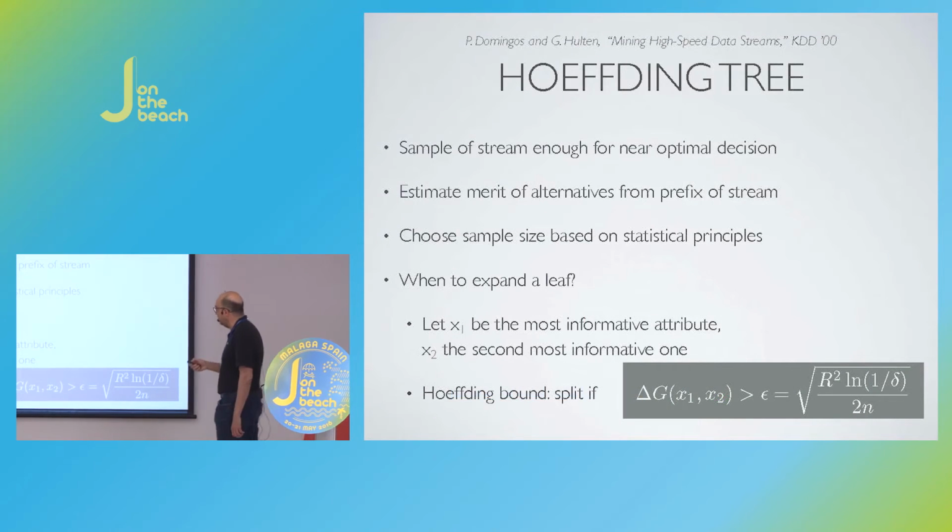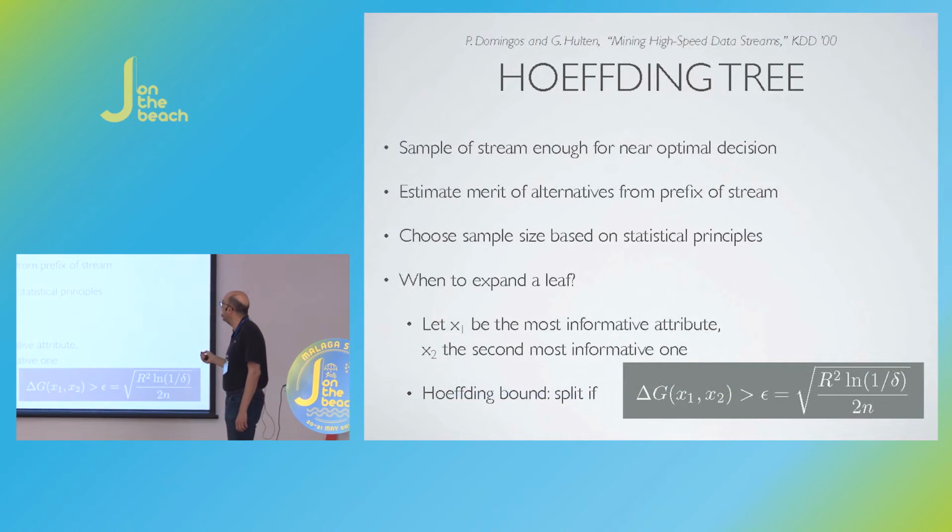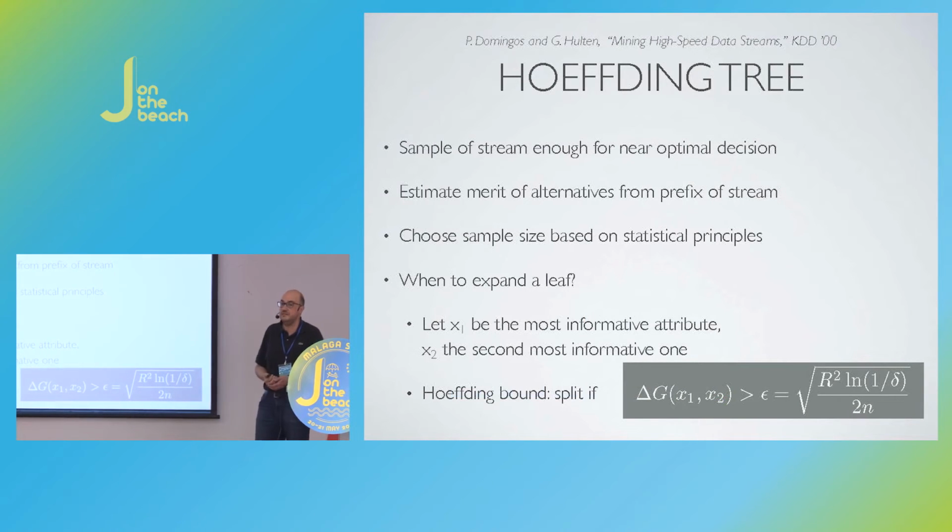The idea then is to use what is called this Hoeffding tree. That is now the state of the art on decision trees for stream mining. The idea basically is that instead of using the data in memory, we are going to wait for new instances to arrive.